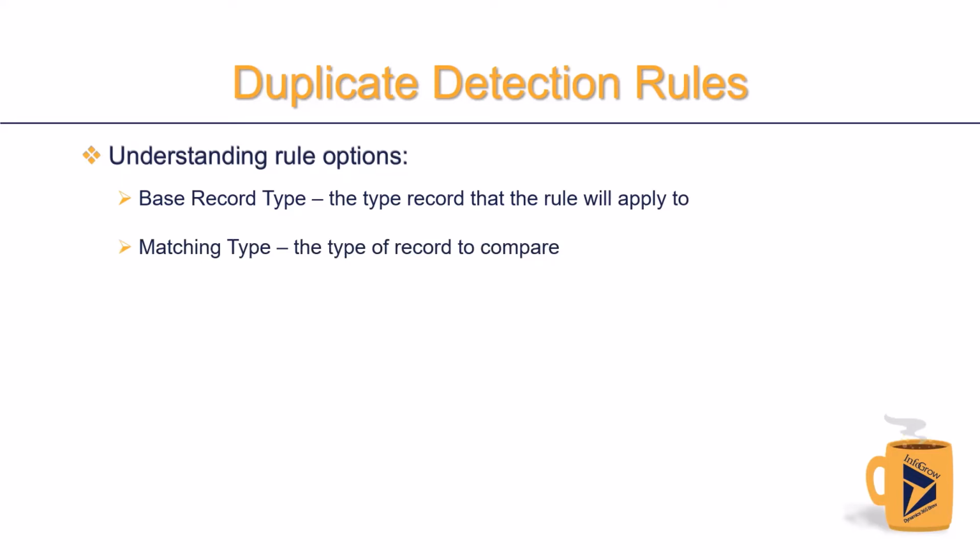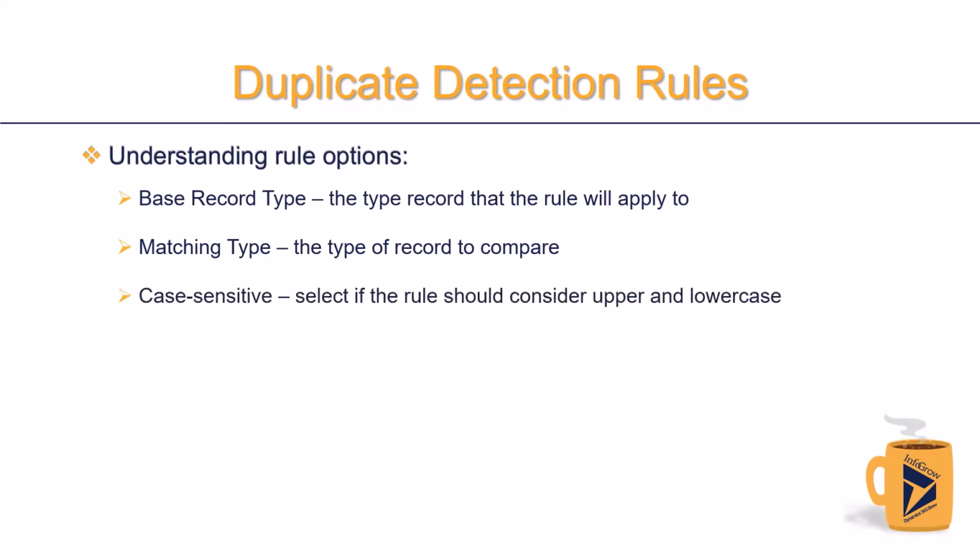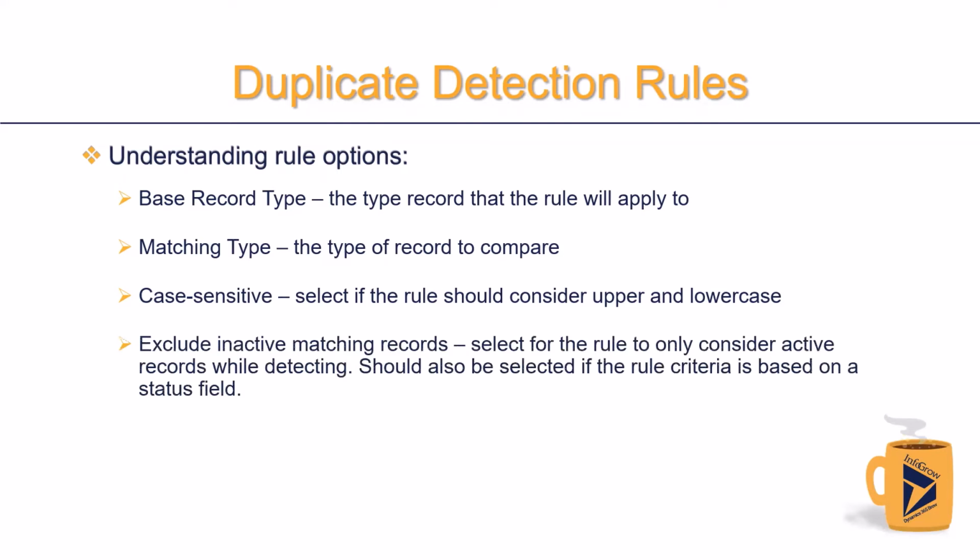In majority of cases, you will want to use the same type of record for the base and matching record types, but it is also possible to compare different record types, such as the email field in the contacts entity to the email fields in leads. Case sensitivity is pretty much self-explanatory, but here you decide if the rule should consider the letter case while matching. The exclude inactive matching records option is selected for the rule to only consider active records while detecting. This option should also be selected if the rule criteria is based on a status field.